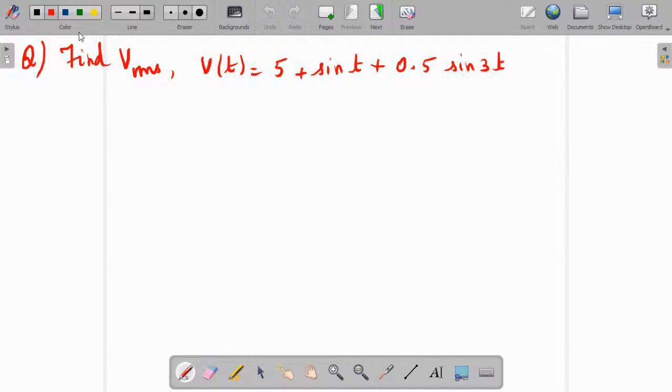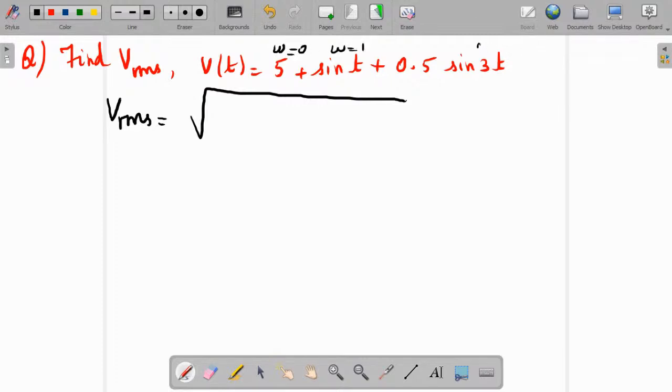Okay, so first question, find VRMS given V of t is equal to 5 plus sin t plus 0.5 sin 3t. So how to find RMS voltage for the given signal? So VRMS is equal to root over, and we have different frequencies. Here omega is equal to 0, here omega is equal to 1, here omega is equal to 3.